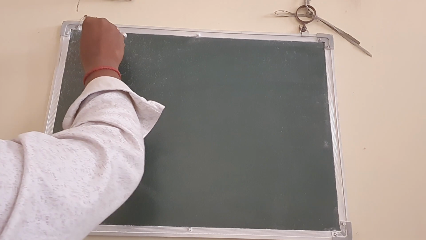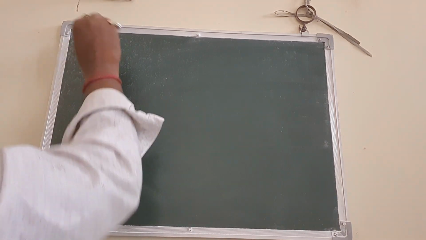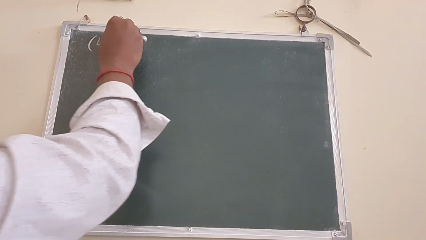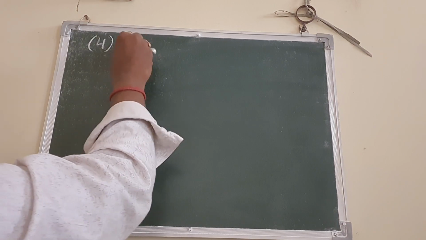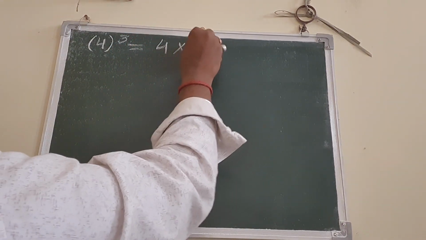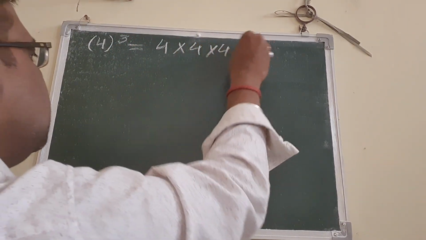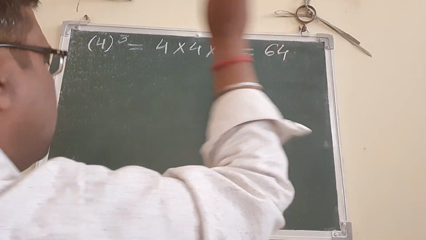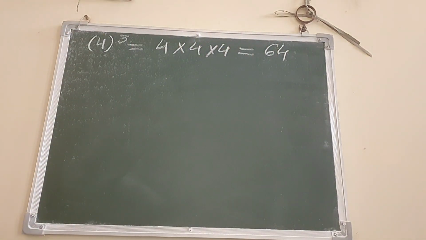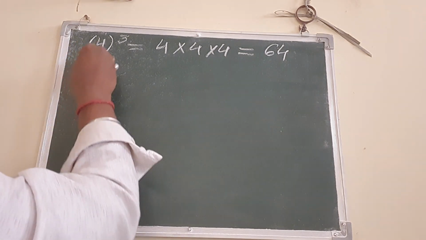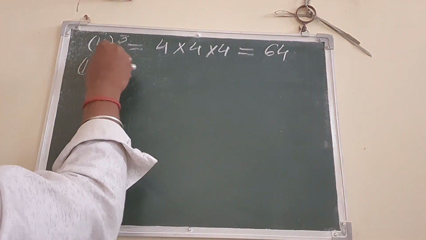So here a number is given, 4, and we have to cube it, and find its cube. So it will be 4 into 4 into 4. 4 4s are 16, 16 4s are 64, so 64 is the answer. So again 13 is there, and we have to find its cube.